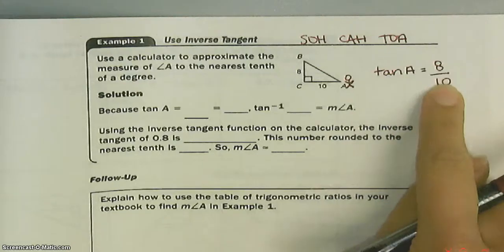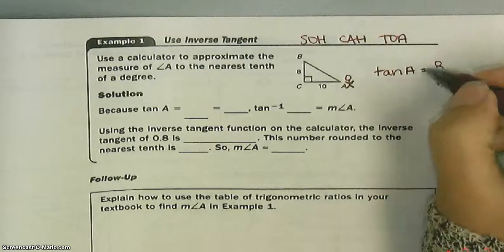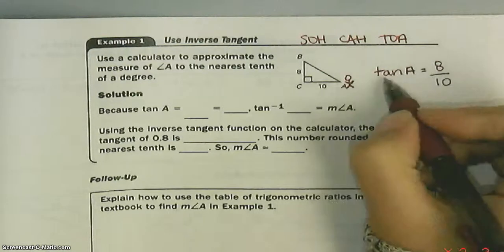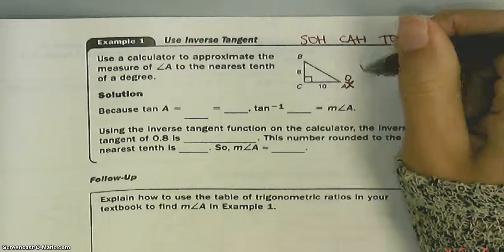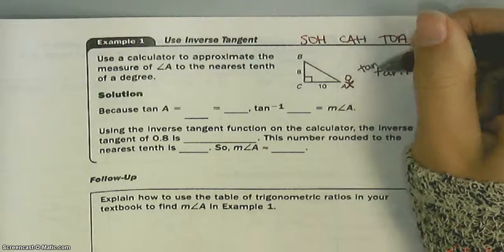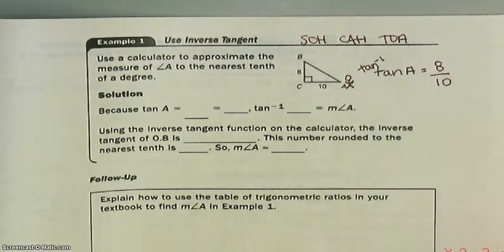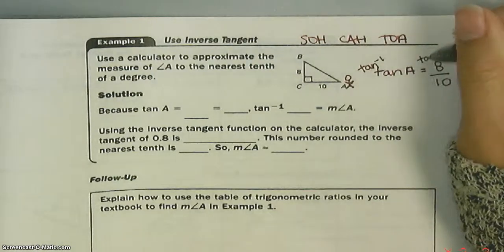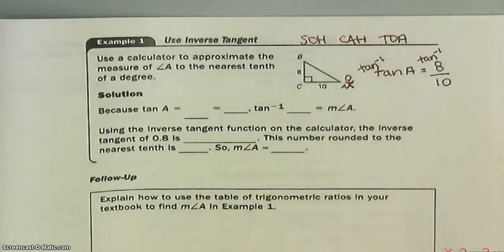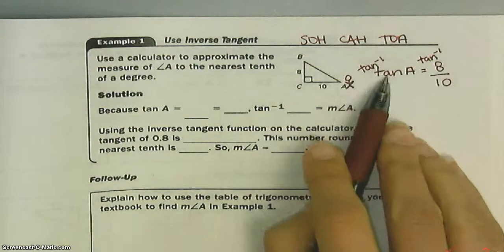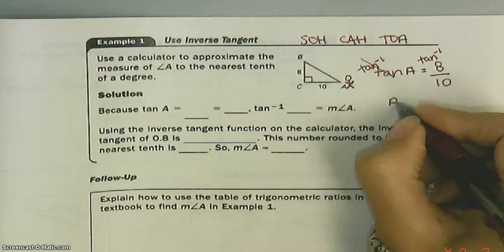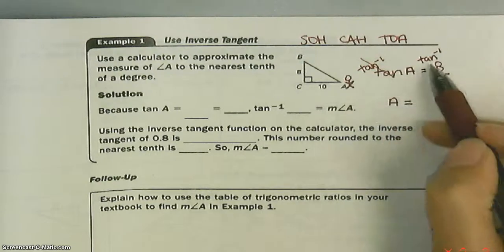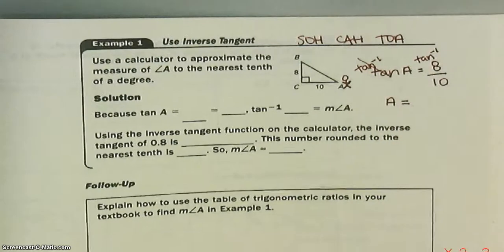Normally our variable's over here. I want to get A all by itself. I have to get rid of tangent. And we just learned to get rid of tangent, you take the inverse. So if I'm going to tan inverse this side, I have to tan inverse this side as well. So now what's left? Well, these two cancel out. So I'm left with A equals. Now this is what goes in my calculator.